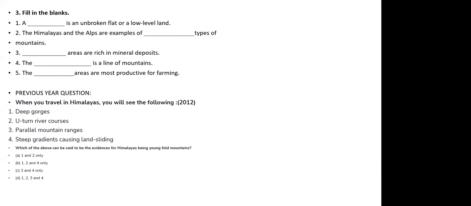Who can answer this? Look at the question carefully. 3 and 4, perhaps 2 and 3, no. Parallel mountain ranges and steep gradients causing landsliding. No, 4 is not.